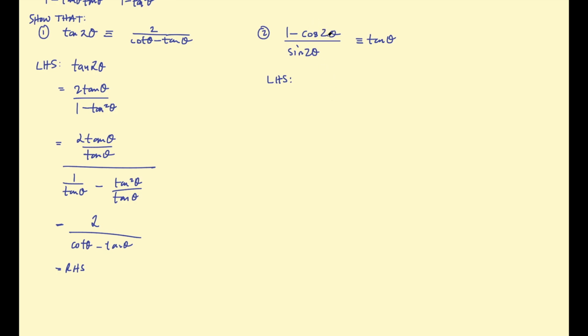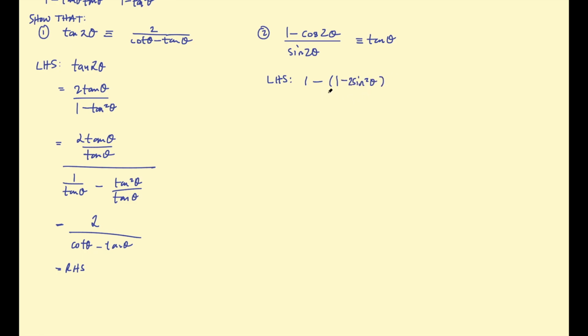Now you have to decide which one you might want to use. So try to think ahead a little bit. If we're trying to end up with tan theta, that probably means we want a sine theta in the numerator. So one way to get a sine theta in this numerator is to exchange 1 take 2 sine squared theta for cosine 2 theta. So my first step will be to substitute in this identity.